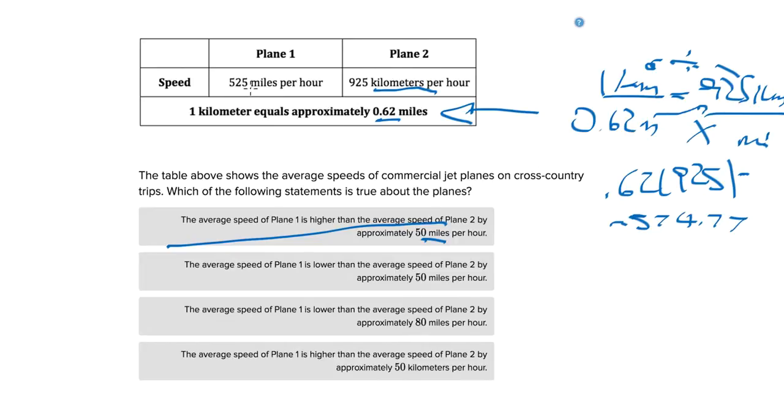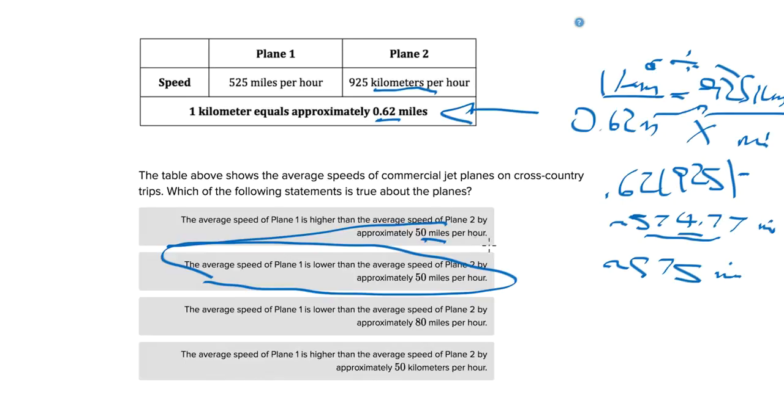So 525 plus 50 would be 575. And here we've got 574.77. Sure, if we round to the nearest 1, that would be about 575 miles per hour. So this seems like a very good answer. It has to be the right answer because it's true. Let's go ahead and check out what the other two answer choices say.